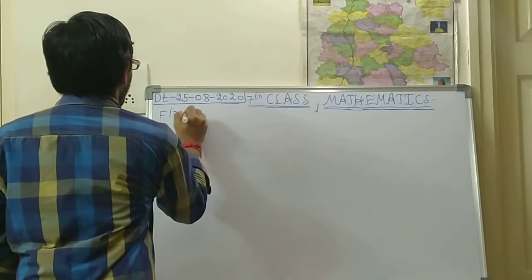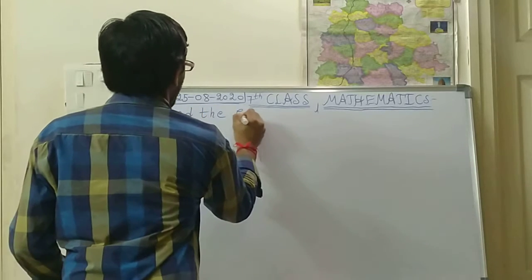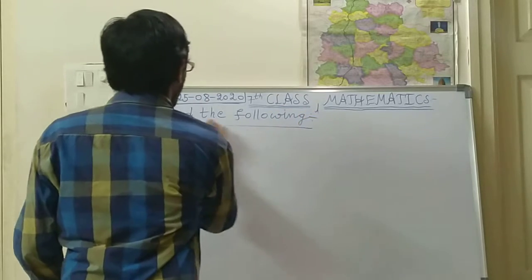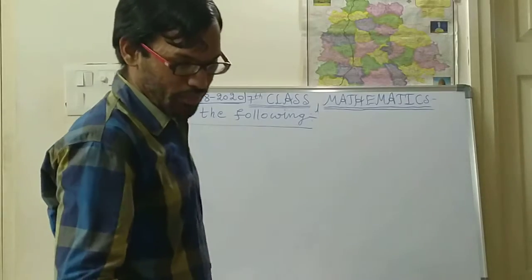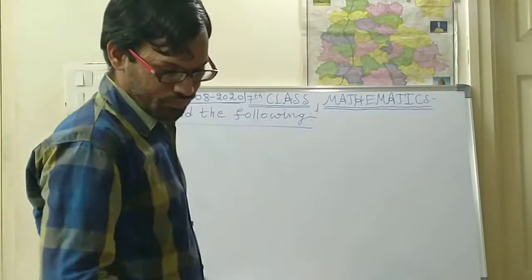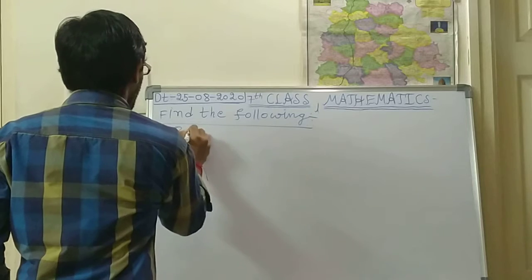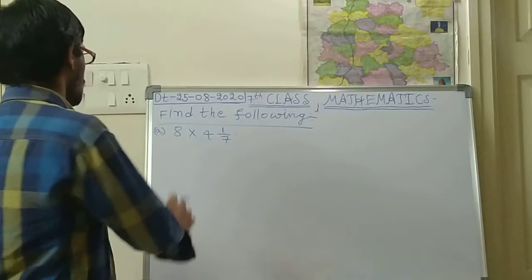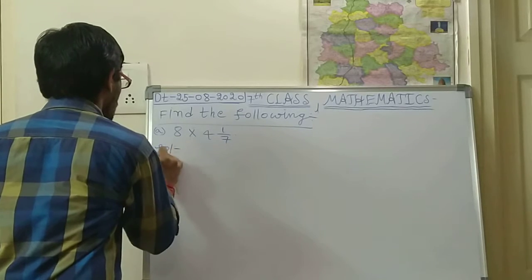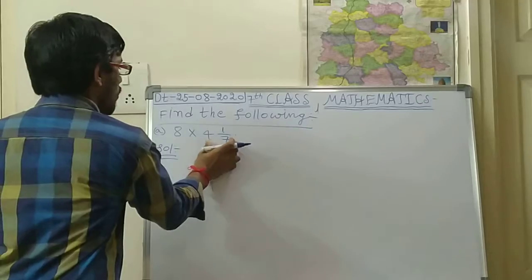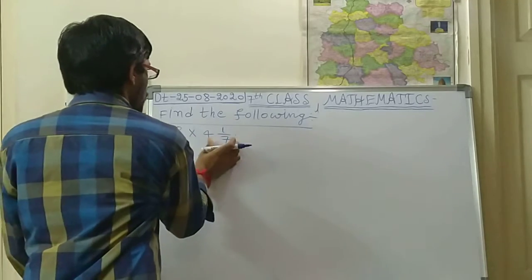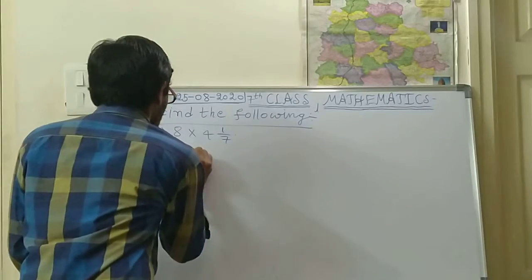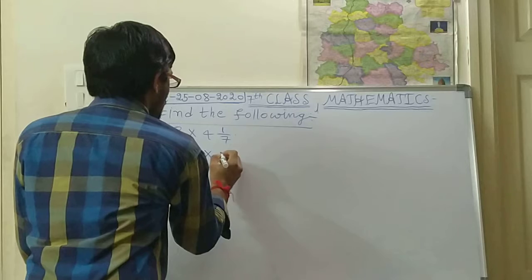Find the following. First, problem A: 8 into 4 1 by 7. So 8 into 4 1 by 7. Here one whole number is there and one mixed fraction is there. First, you should convert this mixed fraction into an improper fraction.